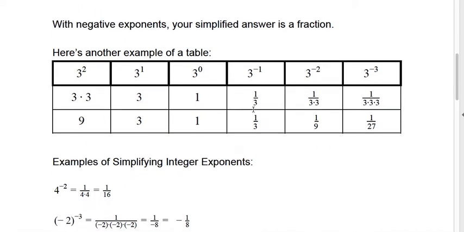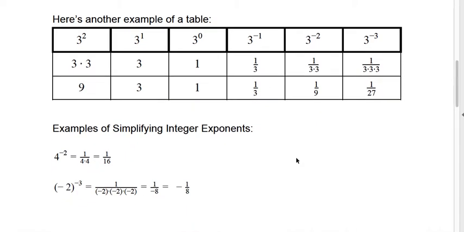So here's another table that kind of explains it. Starting from here, 3 to the second power being 3 times 3, we know how numbers change when the exponents get bigger. We just keep multiplying and multiplying and multiplying the base by however many times the power tells us to. But what happens when that value gets smaller? So you can see, 3 to the first power is 3, 3 to the 0 power is 1.